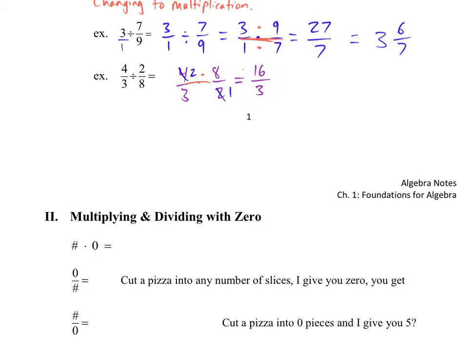Although technically we should change it to a mixed number. So 3 can go into 16 5 times. That gets 15 of my 16 taken away. So I have 1 left of 16. So 5 1/3.